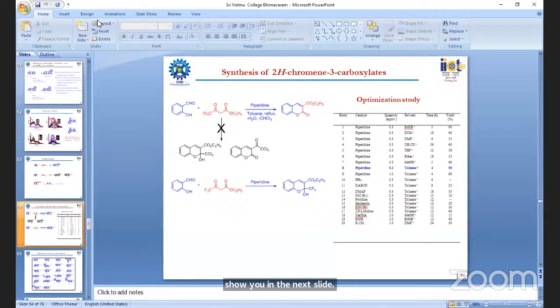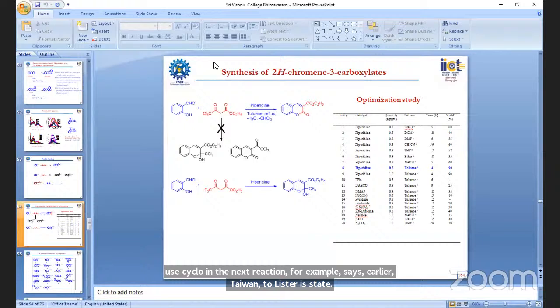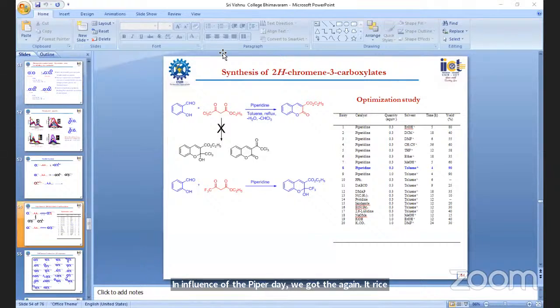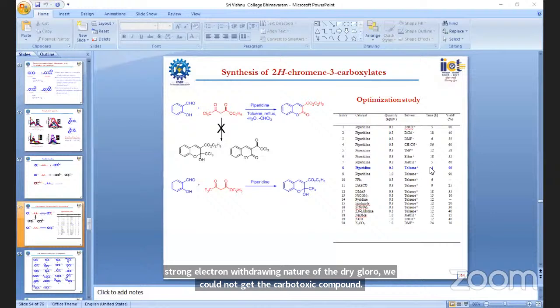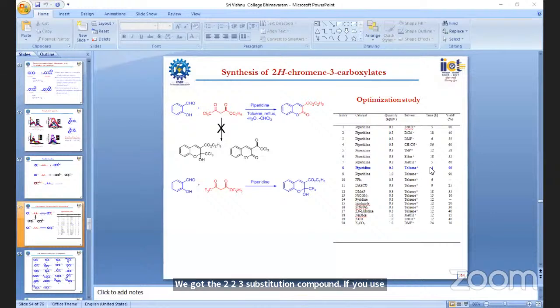Instead of the trichloro, if you use trifluoro in the next reaction, for example salicylaldehyde with trifluoroethyl in the presence of piperidine, we again got a trisubstituted compound instead of the carbethoxy compound. Why this happens is due to the strong electron withdrawing nature of the trifluoro group. Due to the strong electron withdrawing nature of the trifluoro, we could not get the carboxy compound. We got the 2,2,3-substituted compound. If you use trichloro, we got the carboxy compound. Next slide, I will show you how the reaction is happening.